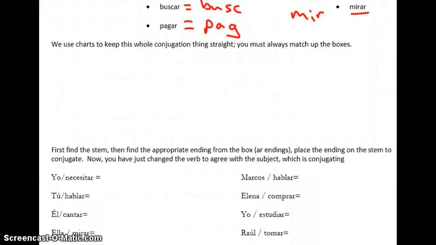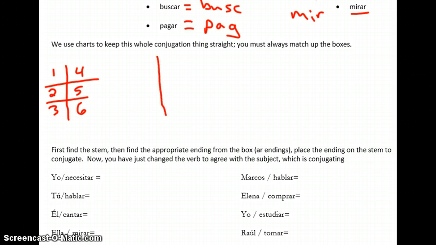Now, here we go with the boxes again. We use charts to keep this whole conjugation thing straight. And you must always match up the boxes. So, remember, 1, 2, 3, 4, 5, 6.